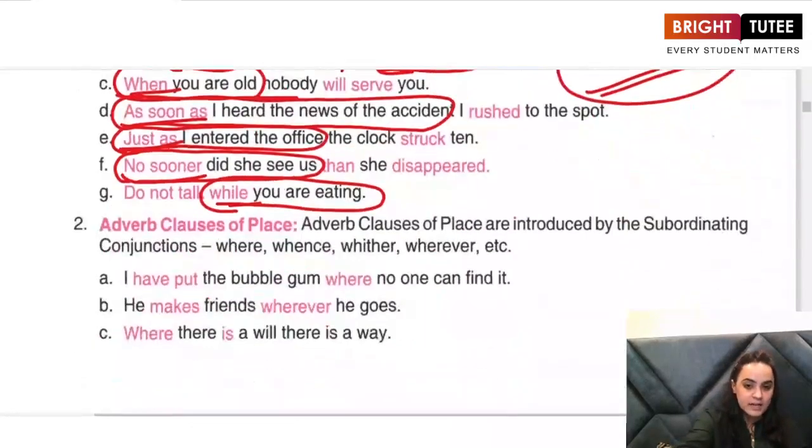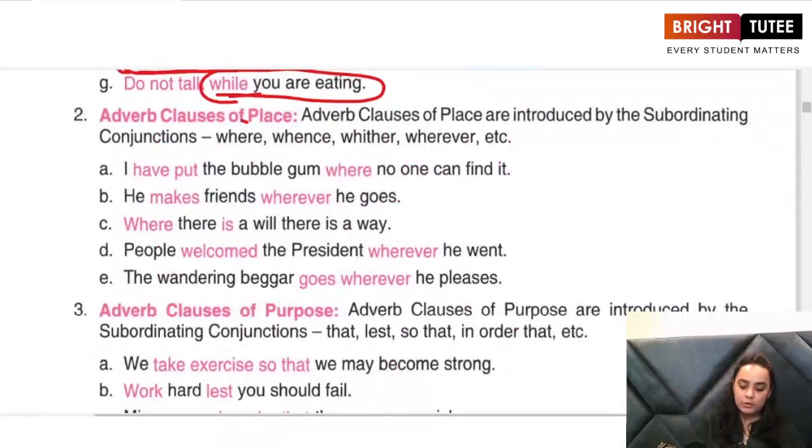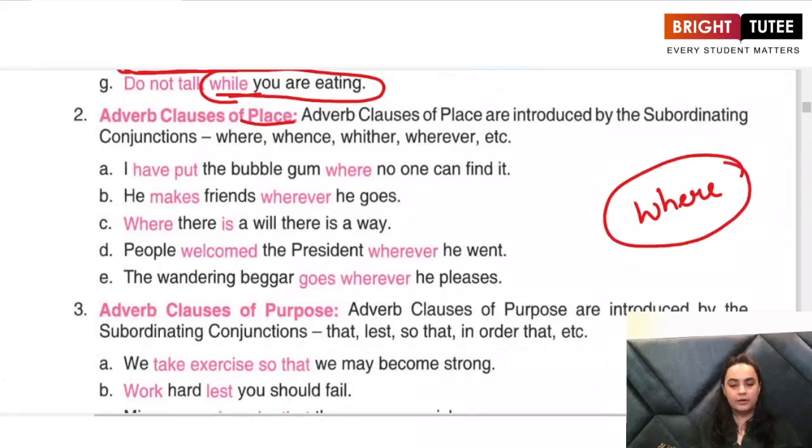Let us look at the second type of adverb clause, which is the adverb clause of place. Since I'm talking about the place, what is the question that I shall ask? Where? These adverb clauses of place begin with subordinating conjunctions such as where, wherever, whither, or whence. So whence, whither, wherever, and where. For example, I have put the bubble gum where no one can find it. Where have I put the bubble gum? Where no one can find it.